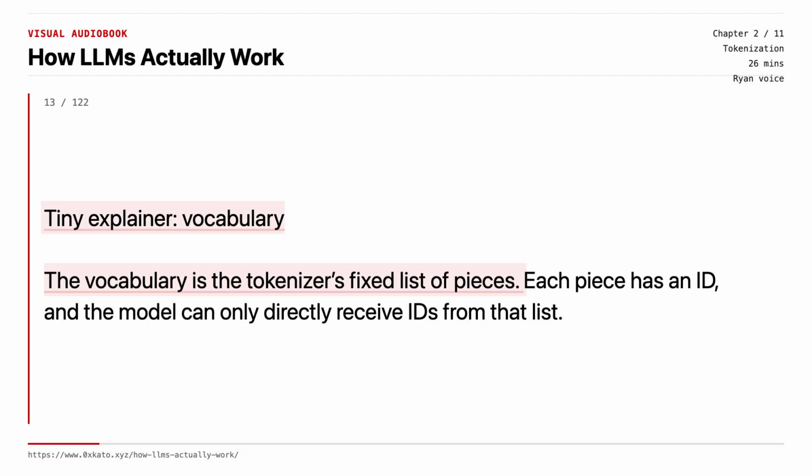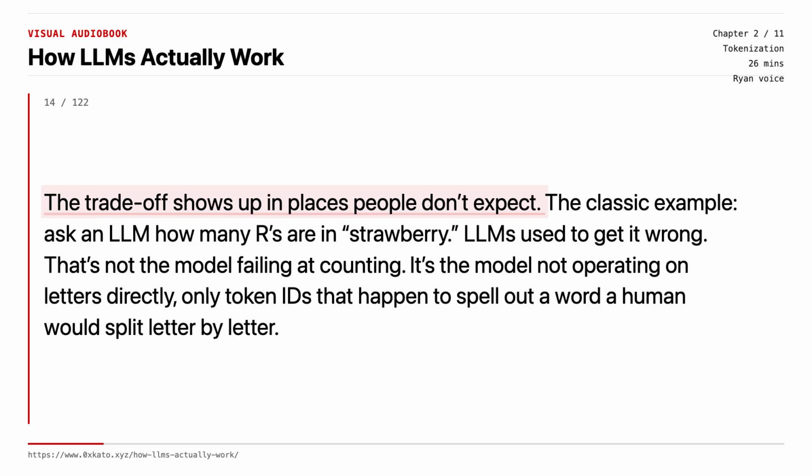Tiny explainer. Vocabulary. The vocabulary is the tokenizer's fixed list of pieces. Each piece has an ID, and the model can only directly receive IDs from that list. The trade-off shows up in places people don't expect. The classic example: ask an LLM how many R's are in strawberry. LLMs used to get it wrong. That's not the model failing at counting. It's the model not operating on letters directly, only token IDs that happen to spell out a word a human would split letter by letter.